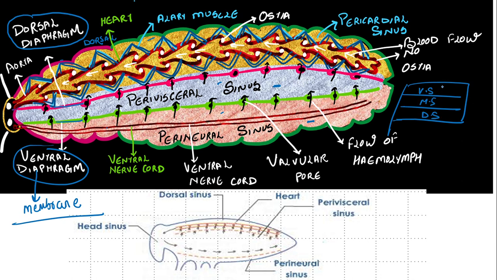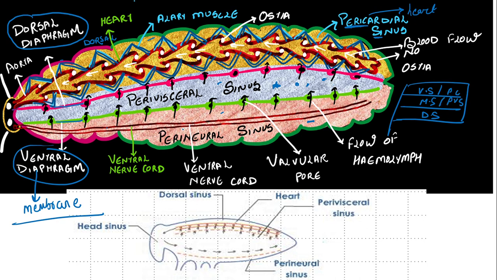Now this dorsal sinus is also called the pericardial sinus. Cardial means heart. Since the heart is present in the dorsal sinus, we also call it the pericardial sinus. Now the second one, the middle one: almost all the visceral organs, all the internal organs, are present in the second sinus. So we also call it the perivisceral sinus, right?